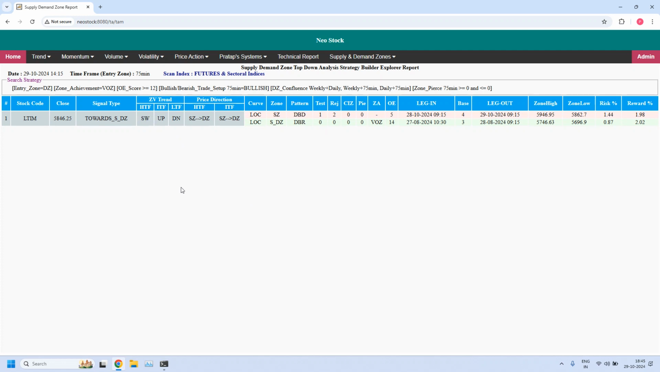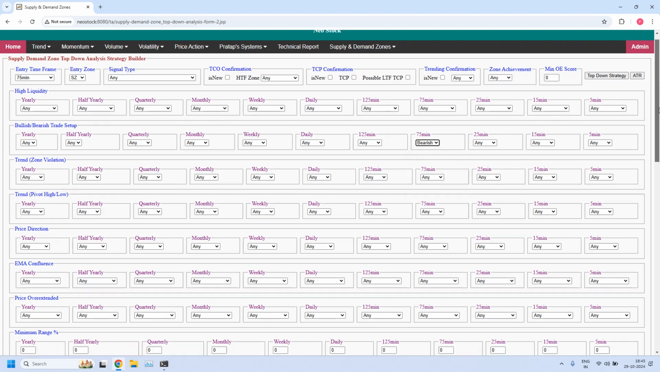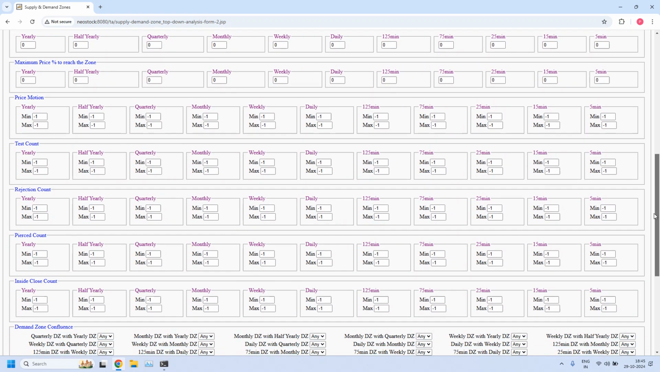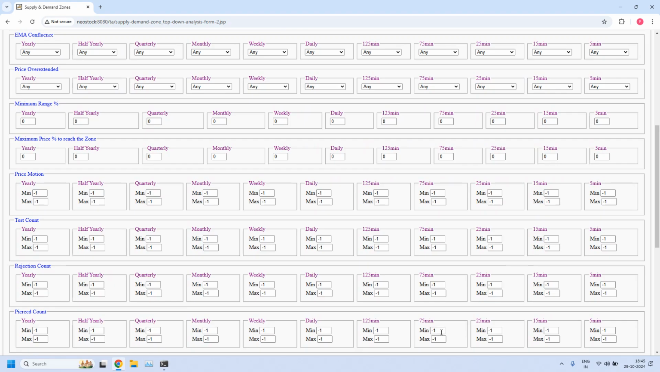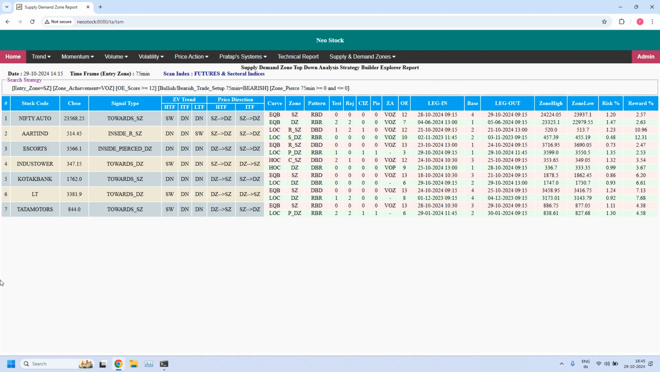Okay, this is about bullish trade setup for weekly income trade. Next, let us look for bearish trade setup for weekly income trade. Entry time frame 75 minutes, entry zone supply zone. In bullish or bearish trade setup at 75 minutes, I am selecting bearish. The 75 minute supply zone should not be pierced. So in the pierced count at 75 minutes time frame, I am setting minimum value 0, maximum value 0, zone achievement violated opposing zone, minimum odd enhancer score 12. All the 3 filters are applied to the 75 minute supply zone. And we got 7 stocks.